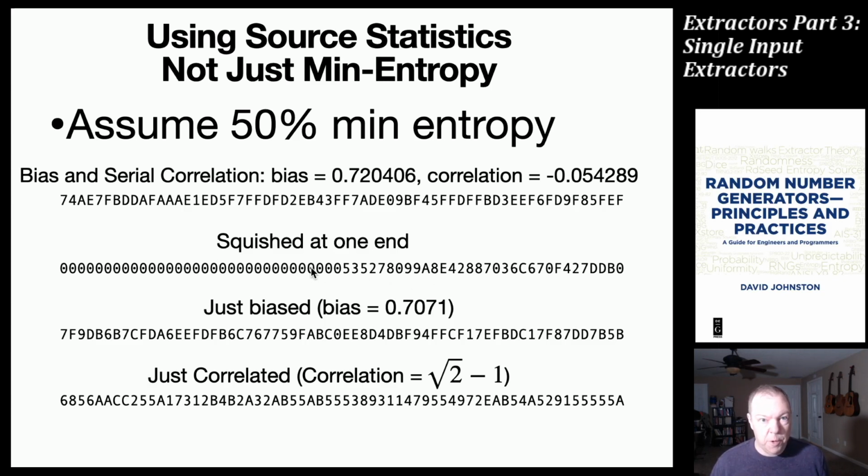But this is assuming you know more about the input than just the min entropy. You know the min entropy is 0.5, but you don't know how the entropy is distributed among the bits. Here you do, and so it's very easy to extract it. You could have just biased data, and here the bias is 0.7071. Well, these digits go on, but that is equal to 50% min entropy. We could have data that's just correlated, and the correlation is root 2 minus 1. And so here we have this data that's serially correlated, and you see some 5s and some As, things you might expect with negative serial correlation in this case.